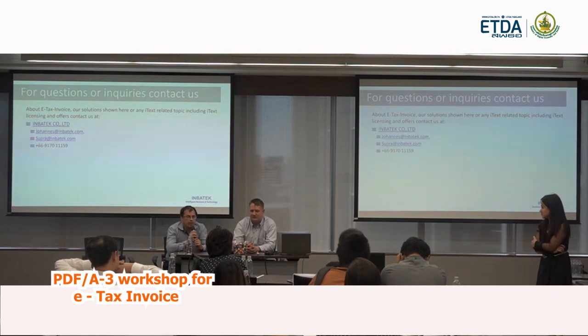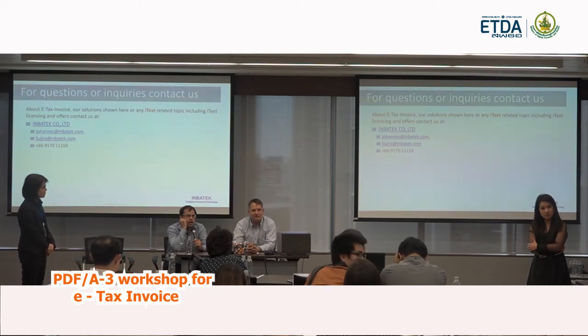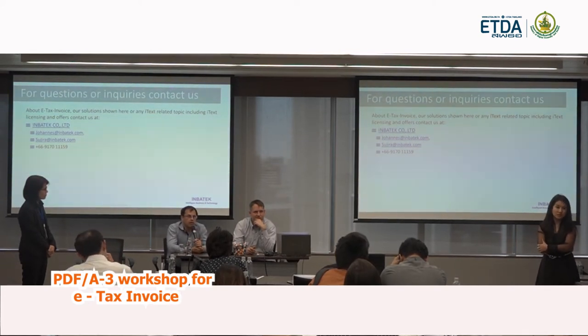The PDF A3 is based on the PDF 1.7, that is ISO 32000. So PDF A is ISO 19005. I mean that the PDF A3 is based on the PDF 1.7. Will there be any new PDF A standard for PDF 2.0?